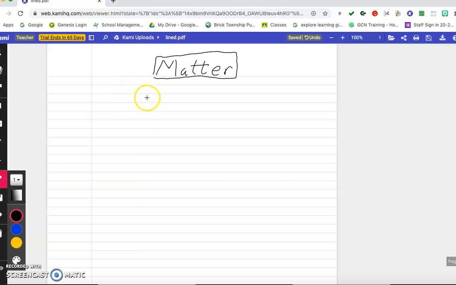Hey guys, this video is about matter and the four categories it can be placed in. Remember, matter has mass and occupies space. So one very important question on classifying matter is this. I'm going to write as best as I can.